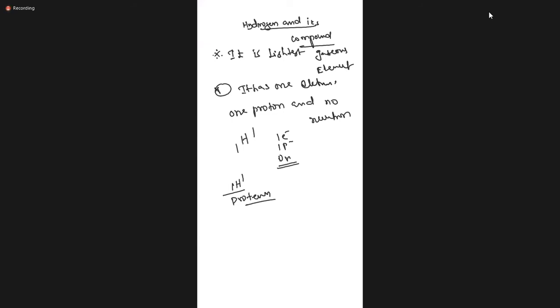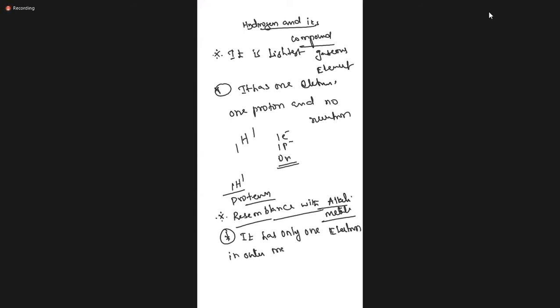So we can't tell the position of the hydrogen atom in the periodic table because it has similarity with alkali metals. What is the resemblance with alkali metals? Please listen. It has only one electron in the outermost shell. Is it correct? Even alkali metals have one electron in the outermost shell.